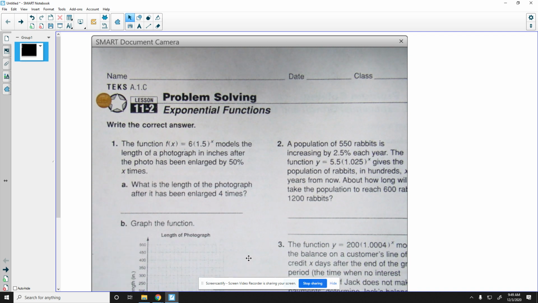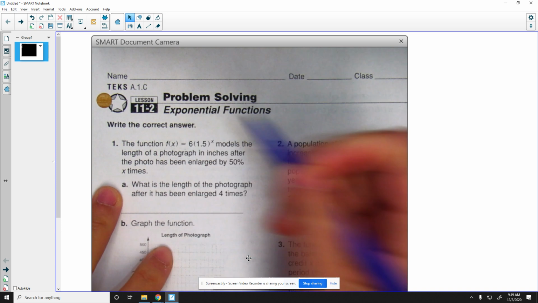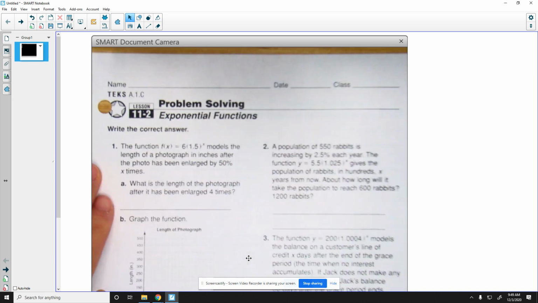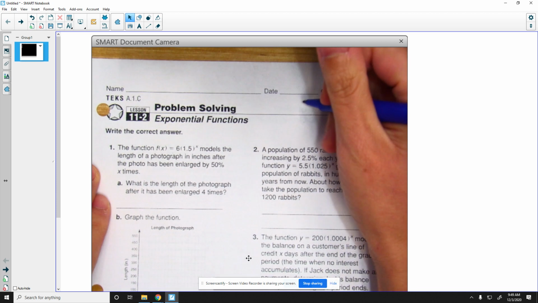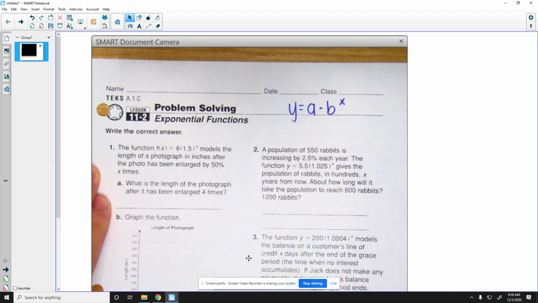All right, here we go. If you don't have a calculator out, please take out a calculator. Let's get started. Ladies and gentlemen, exponential functions. Let's start from what we were doing on Tuesday, okay? Back to the basics. When we have exponential, here's my main equation: y equals a times b to the x power.